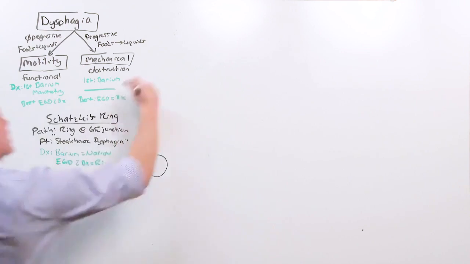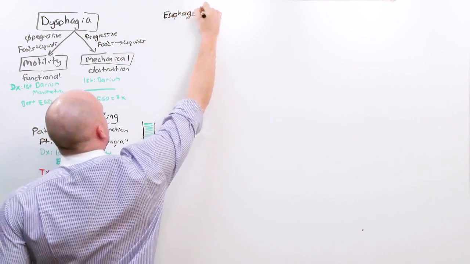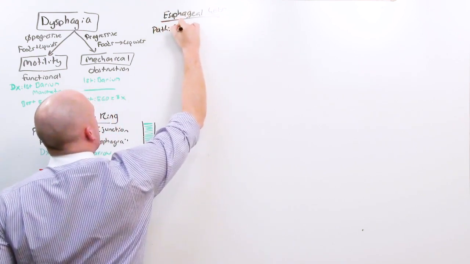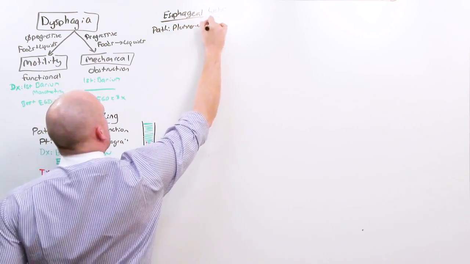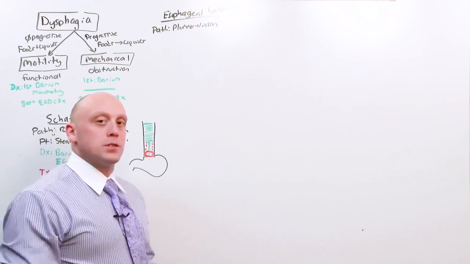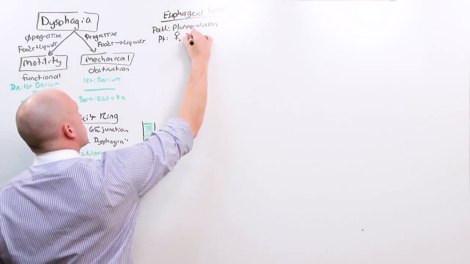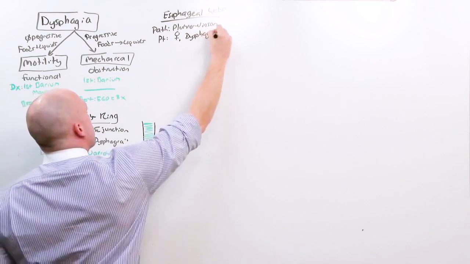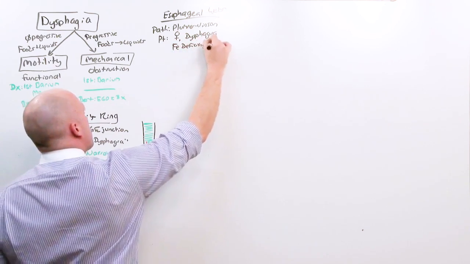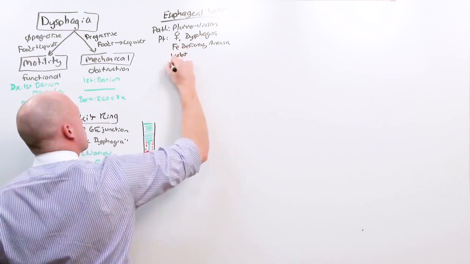Very similar to the Schatzki's ring, there are going to be esophageal webs. But where they really come into play is in the Plummer-Vinson syndrome. You can have esophageal webs, and that's annoying because they get in the way of food getting down. But where it really matters is Plummer-Vinson. And Plummer-Vinson is going to be a woman with dysphagia, iron deficiency anemia, webs, and eventually esophageal cancer.